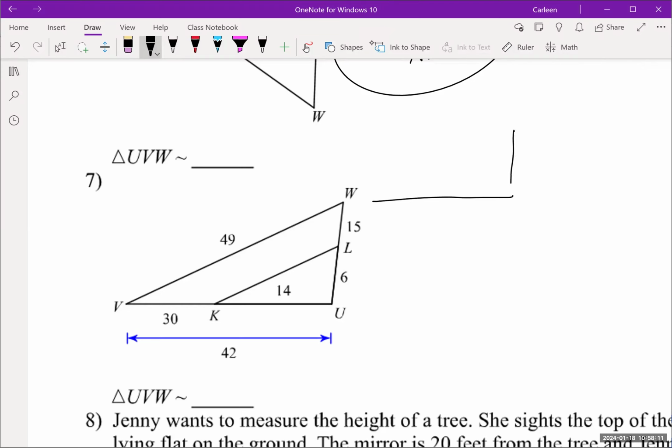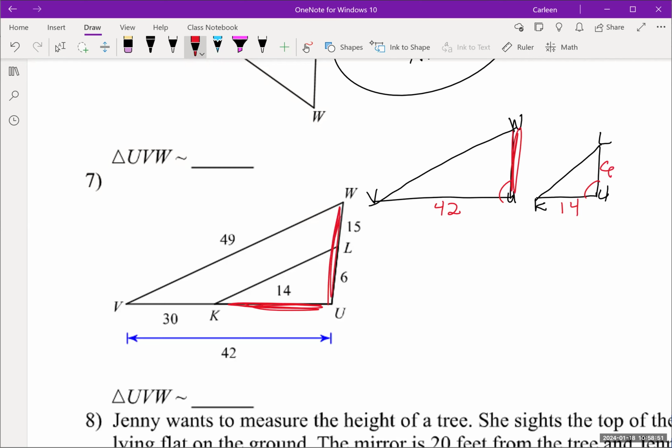Let's draw them out. So this is VWU, and this is KLU. Okay, so I have a pair of corresponding angles congruent. Now, this is 42. I don't have, oh, I do have that one. That one is 14. It's tricky. This is 6.